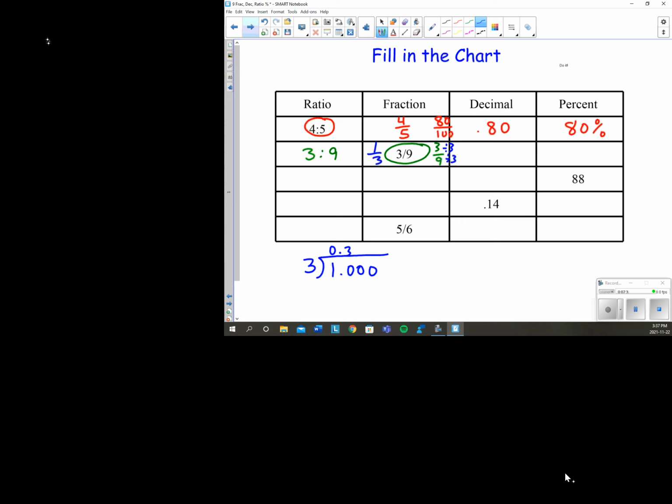It goes in 3 times to 10. 10 take away 9 is 1. Remember, we continue to get the same decimal over and over again. So it's 0.33 as a decimal. I'll put the repeating sign above the 3, and as a percentage, 33%.